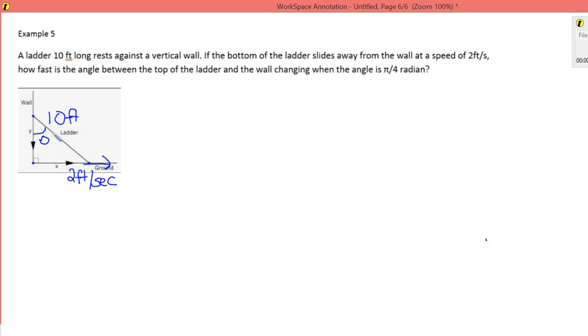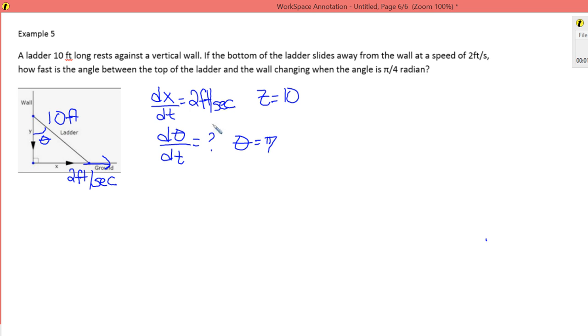Because this talks about this length changing, x changing, that is dx dt. So we know dx dt is 2 feet per second. We know that the length of the ladder is 10, which is our hypotenuse. And we're trying to find how fast the angle is changing, so we can call that d theta dt, when theta is pi over 4.